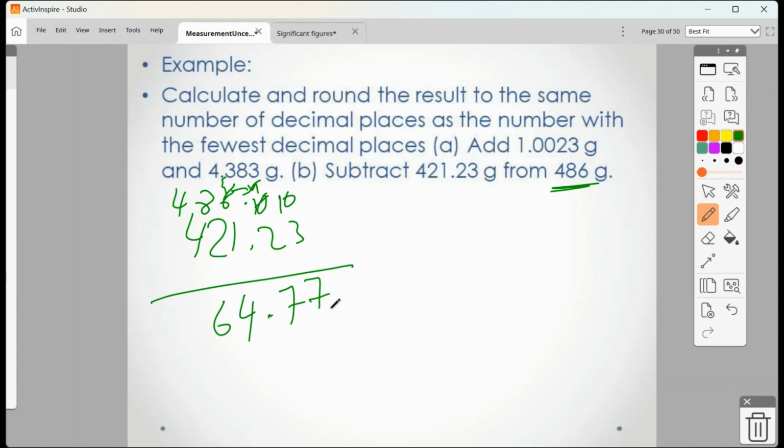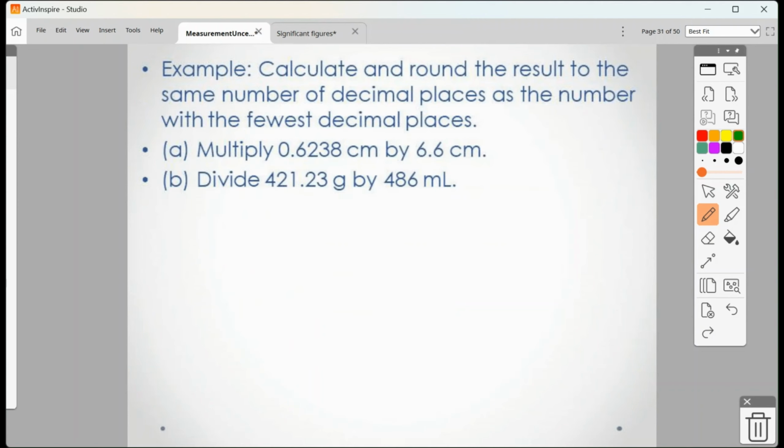Now, the answer should be the number with the least decimal place. Here there is no decimal place, so the answer shouldn't have a decimal place. So I'm gonna look at this and round to here. So it will be 65. This is the answer. Okay, let's move to the next.